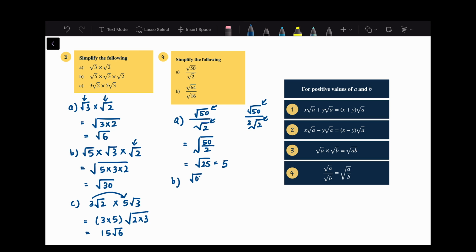We have square root 64 divided by square root 16. The very first thing is to ensure that they have the same root, and what we can do is to combine them together under the same square root. 64 divided by 16 equals square root 4. Some students leave the answer like that, but it is not correct because we want to simplify as much as possible. So this gives us a value of 2.